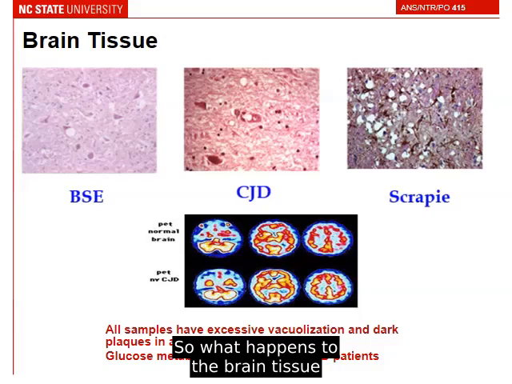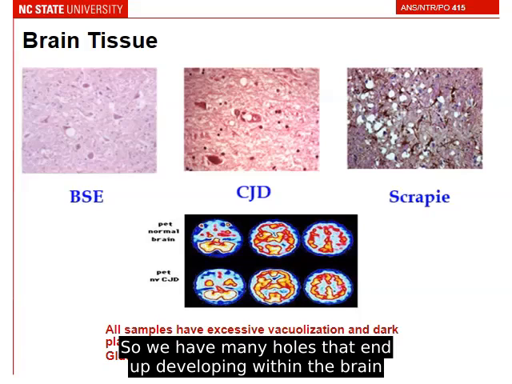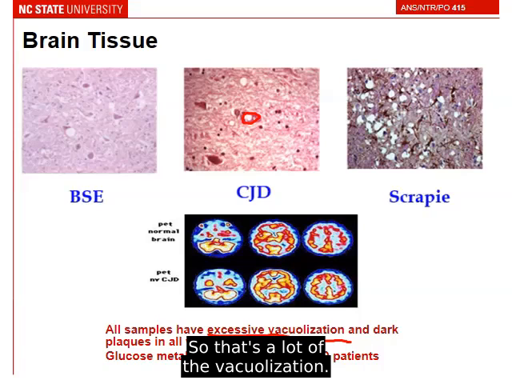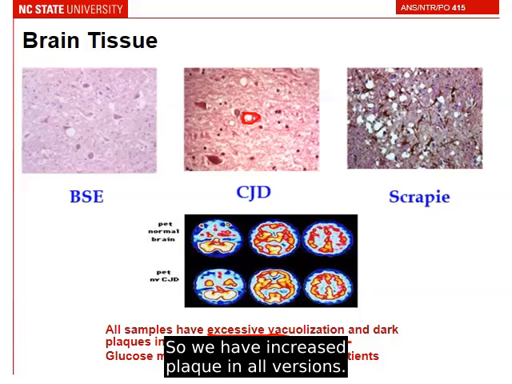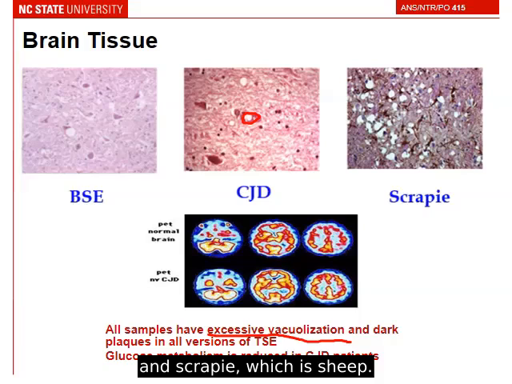So what happens to the brain tissue when you have these rogue prions? Well, basically you get excessive vacuolization. So we have many holes that end up developing within the brain, and we have dark plaques. So you can see all these little white circles in here. So that's a lot of the vacuolization. In addition, we have these black spots. So we have increased plaque in all versions. So here we have BSE, which is cattle. We have Creutzfeldt-Jakob disease, which is human, and Scrapie, which is sheep.